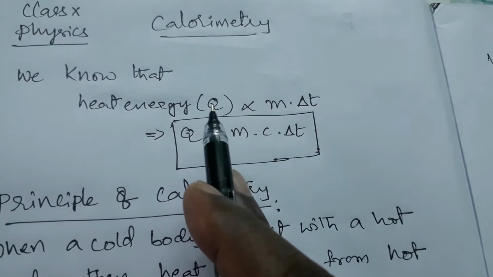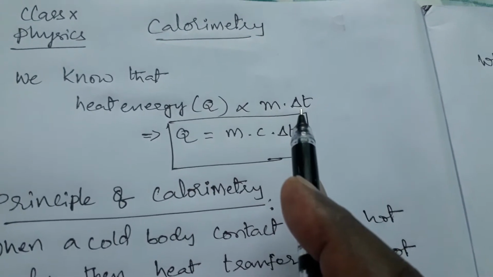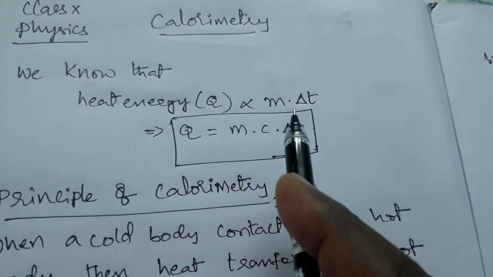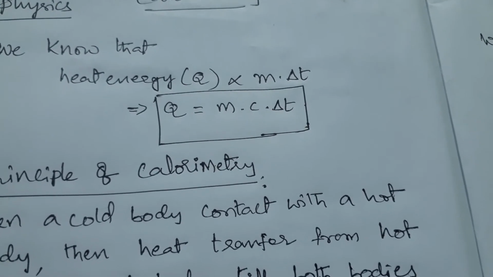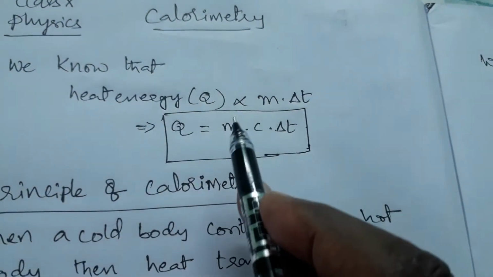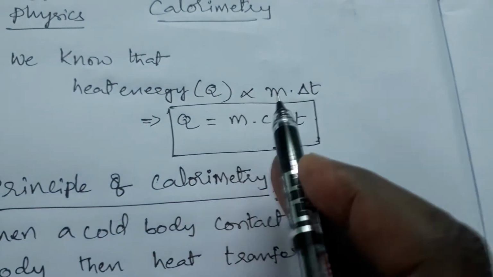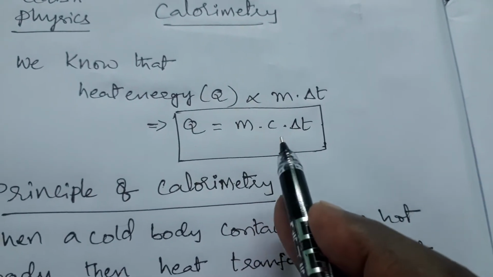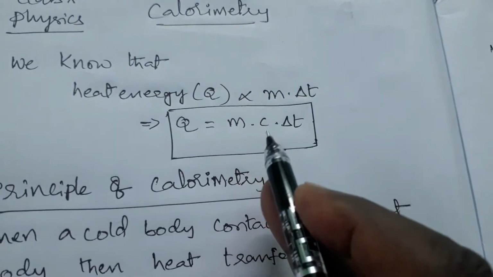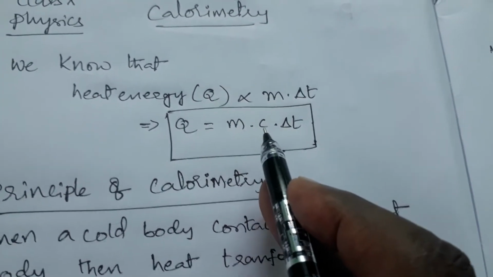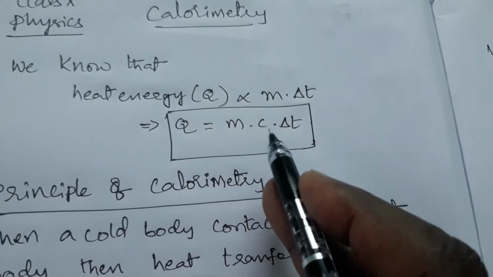Heat energy depends on two factors. Q is proportional to mass, and Q is proportional to change of the temperature. Together we can write Q is proportional to mass and change of the temperature. When you write is equal to in place of proportionality, you must use a constant. This can also be written as Q is equal to m, constant, delta T. What is this constant? It is the constant of proportionality.